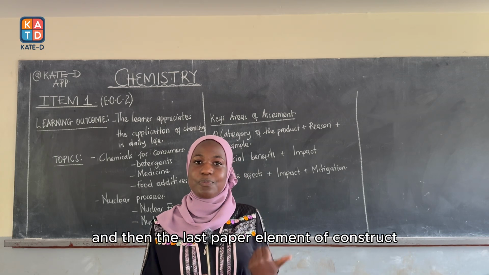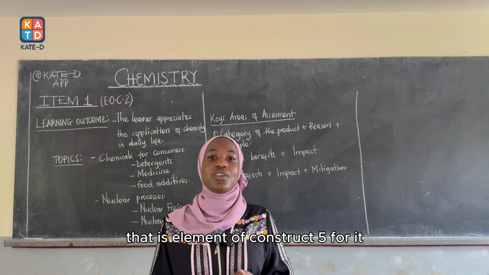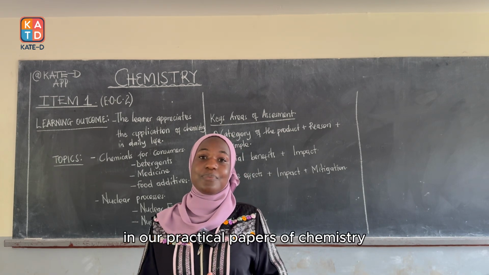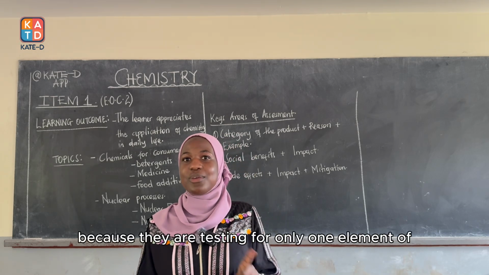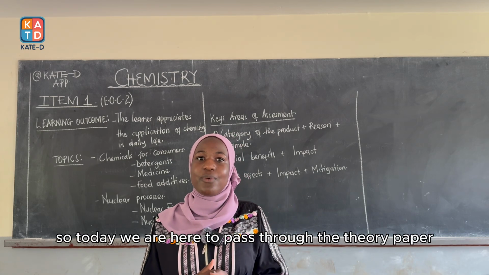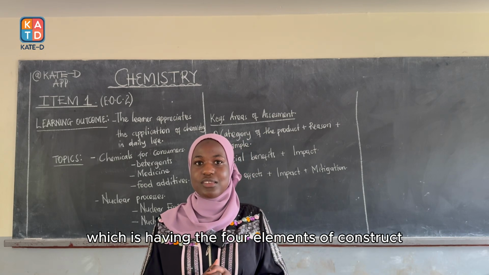And then the last one, element of construct 5, goes for the practical bit. That is the reason why in our practical papers of chemistry, it is always done as 1 question, because they are testing for only 1 element of construct. So today we are here to pass through the theory paper, which has the 4 elements of construct.